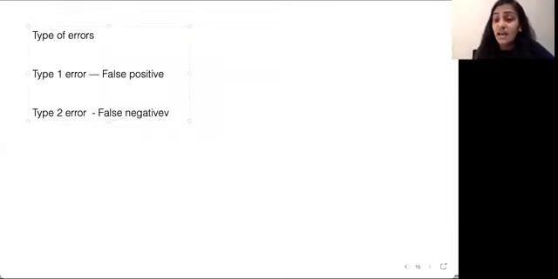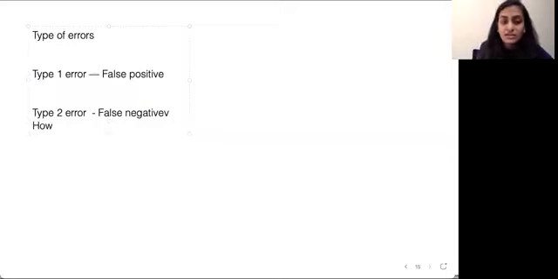Type 1 is rejecting the null hypothesis when it is actually true. That's a type 1 error called a false positive error. Type 2 error is accepting the null hypothesis when it is actually false. So that's going to be a false negative error. That's going to be a type 2 error. Clear types of errors, type 1, type 2 kind of errors. Okay. Type 1, false positive, you reject the null hypothesis when it is actually true. Type 2, you accept the null hypothesis when it is actually false. Instead of rejecting, you're ending up accepting it. And instead of accepting, you're ending up rejecting it.